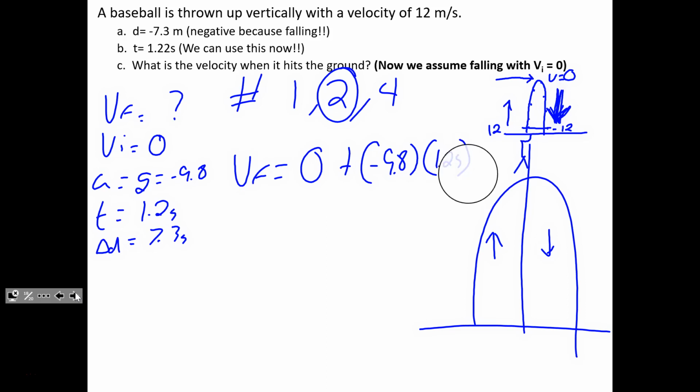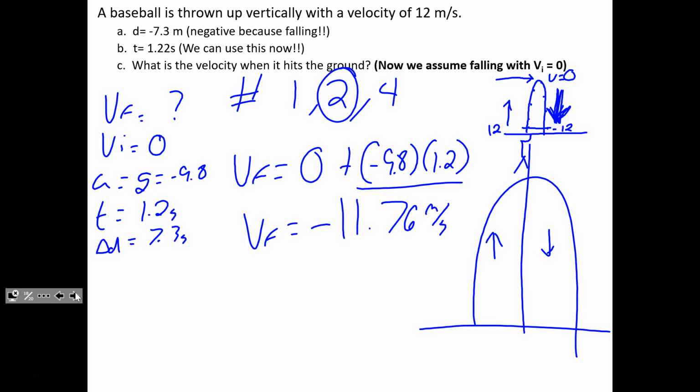And look, there I go, I wrote the unit. I'm going to drop that, that way it doesn't confuse nobody. Now I carry out my math, I just multiply those 2 together, and I get VF is equal to negative 11.76 meters per second, which is roughly negative 12 meters per second. Good with that? All right.